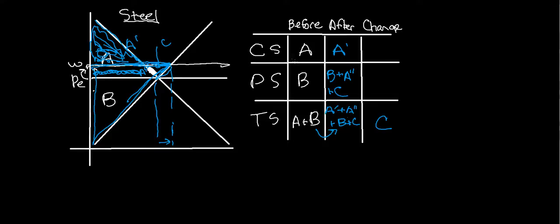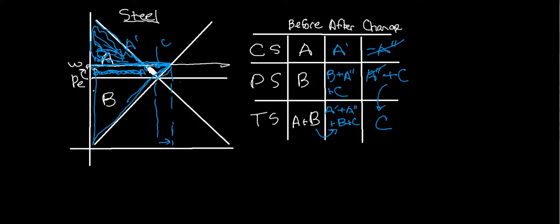So what is the change in the consumer surplus? A has lost A double prime. And the producer surplus, well, the B is still the same, but they've gained A double prime and C. So when these two cancel out because they are the same area, the C has become the increase in the total surplus, which benefits the overall economy.